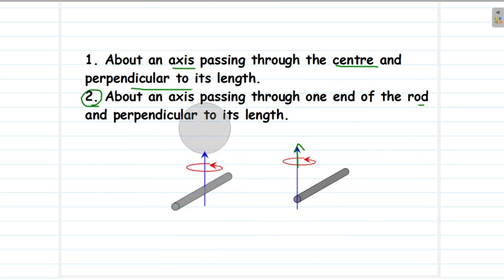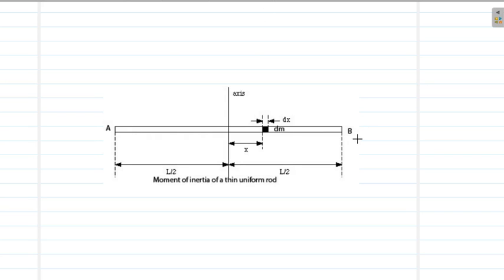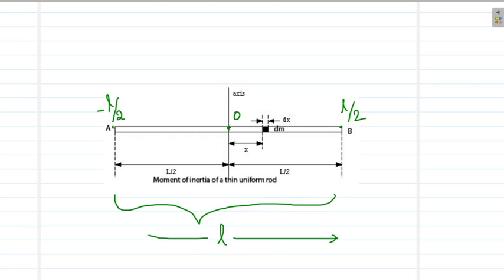First, let us calculate the moment of inertia of the rod about this axis passing through the center of the rod and perpendicular to its length. In order to find that, we consider that the axis is located at the origin, so that one end of the rod can be assumed to be located at minus L by 2 and the other end of the rod is located at L by 2. So the total length of this rod is L by 2 minus minus L by 2, which is L. So L by 2 and L by 2 are the two halves of this rod, towards the left and towards the right.